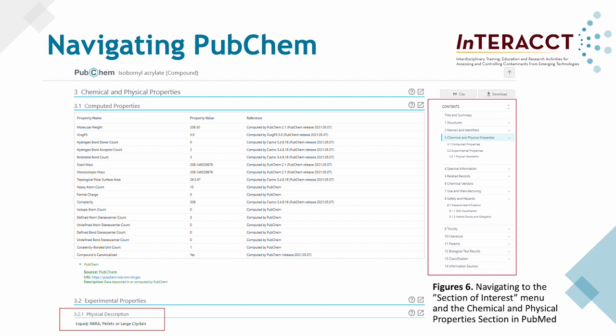The Contents menu shown on the right of the screen capture can be used to navigate to the section of interest. From the Chemical and Physical Properties section, I can see that isobornyl acrylate is a solid at room temperature. It's not volatile, so it will not evaporate under ambient conditions. Since it is a solid, we would want to investigate whether dermal exposure through skin contact is a possible route of exposure.